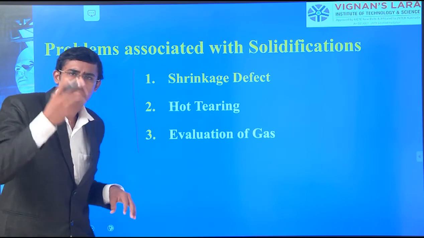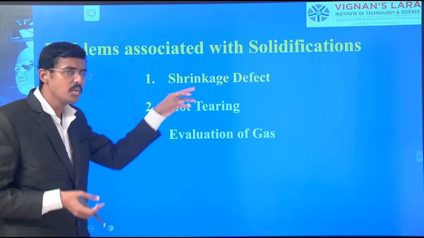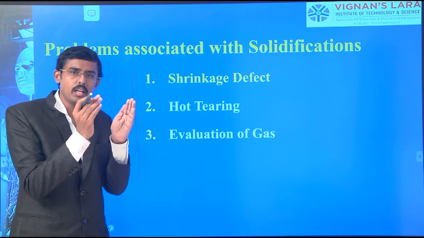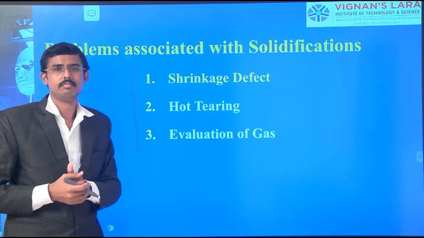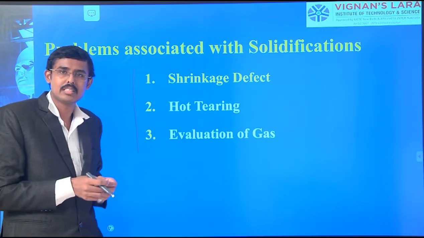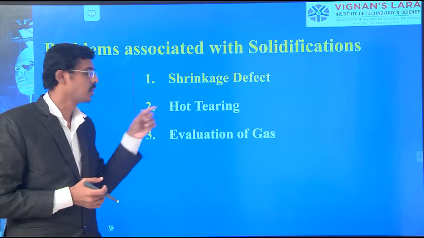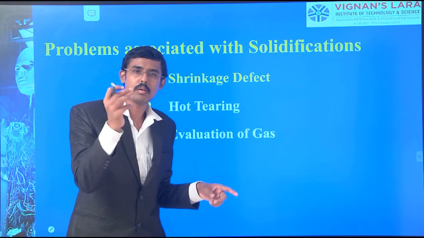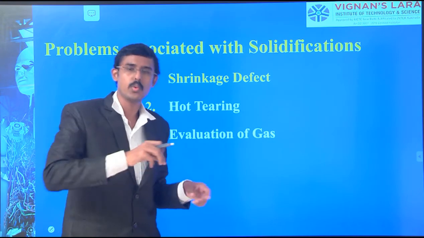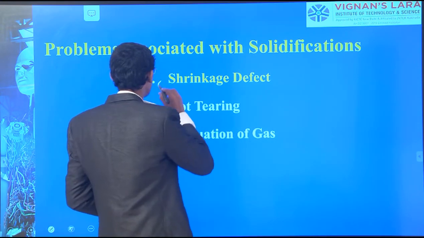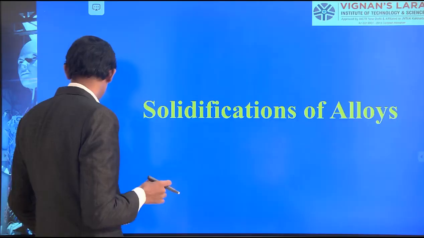Keep these words in mind. Shrinkage, you know this word already. Shrinkage refers to the molten metal shrinking at a point. That is a defect. Hot tearing is a crack that happens in a hot condition. That is another defect. And then the evolution of gases, the entrapment of gas between the mold cavities. These are the various defects that we are going to see now. One by one we will go.